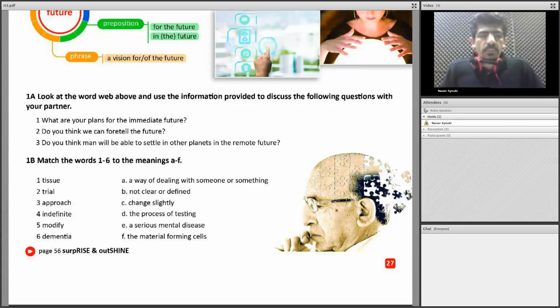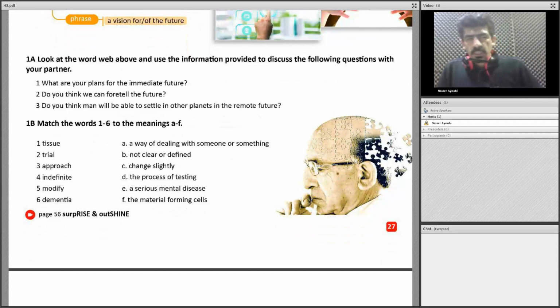Good. Part 1b, match the words 1 through 6 to the meaning A through F. 1. Tissue. So, tissue is matched with F, but there is a mistake in the definition provided in the book. Instead of saying tissue is the material forming cells, it is just vice versa. Cells form tissues. So we can say tissue or tissues are the material consisting of a group of cells. Tissue is the material consisting of a group of cells.